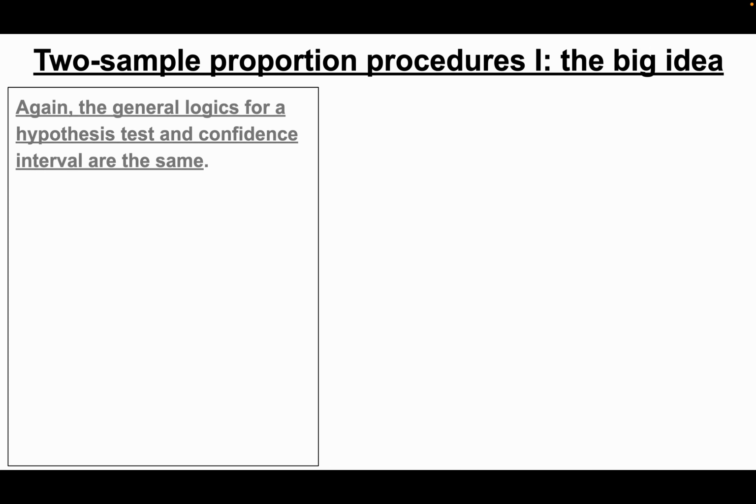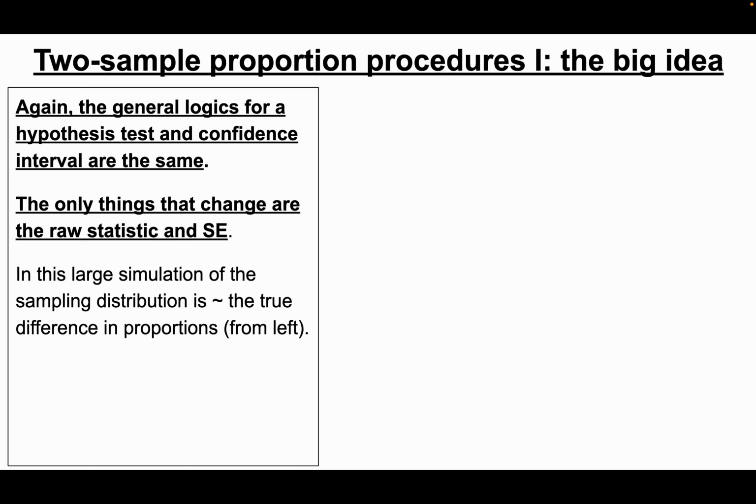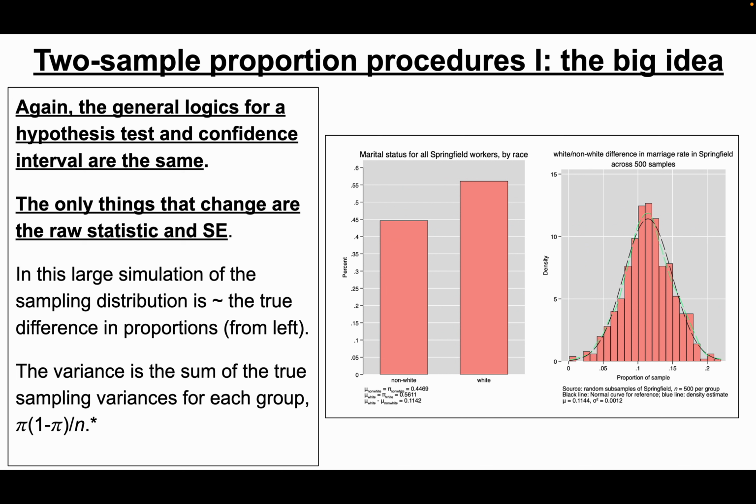Let's talk about 2 sample proportion procedures, then we'll wrap up. So the big idea is this. The general logic for the hypothesis test and confidence interval is the same. The only things that change are the raw statistic and the standard error. In this large simulation of the sampling distribution on the right, we see the simulated difference in true proportions for the marital status of all Springfield workers by race. For non-white individuals, the population probability of being married was 0.4469 with rounding. For whites, it was 0.5611 with rounding, and the difference was 0.1142 with rounding.